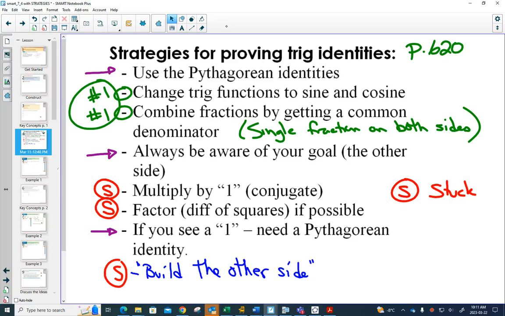So don't just jump into a proof right away without pre-thinking what might be a good strategy. If you pre-think and have no idea, go to the number one strategy and see what happens.